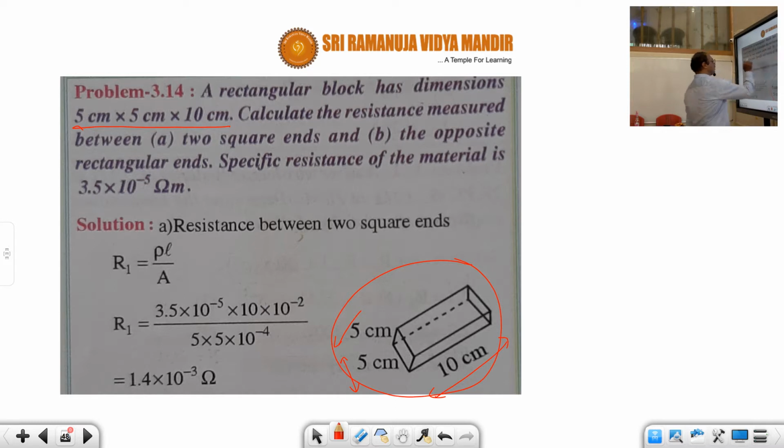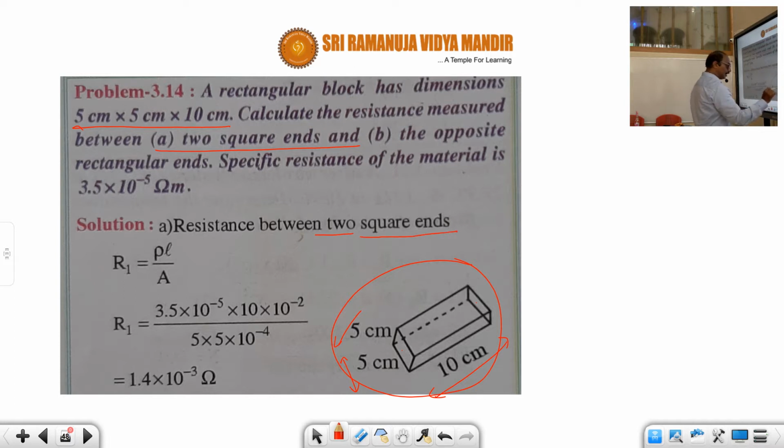Calculate the resistance measured between two square ends and the opposite rectangular ends. First part, you calculate the resistance between the square ends, that means this end and this end. So understood, the first question is the resistance between the two square ends.